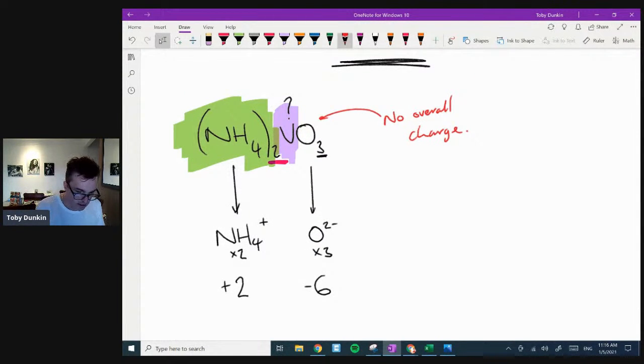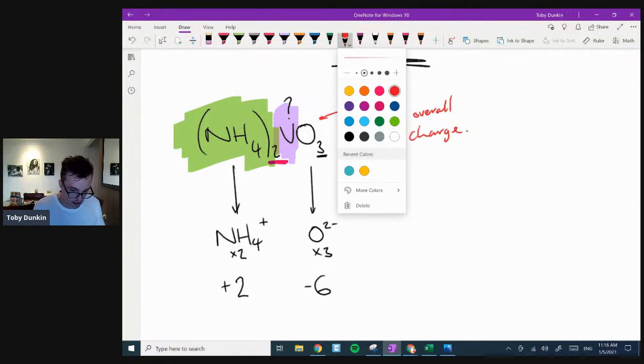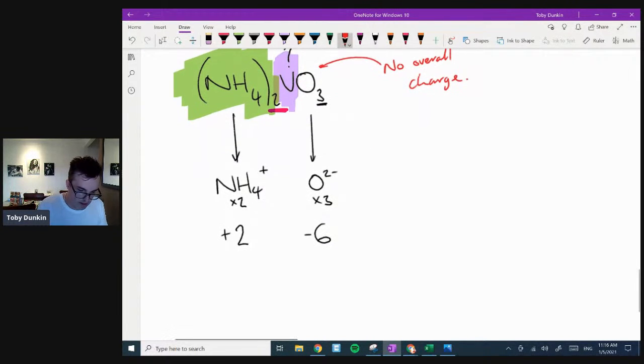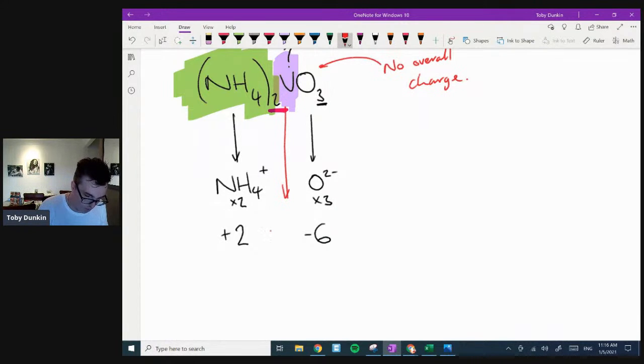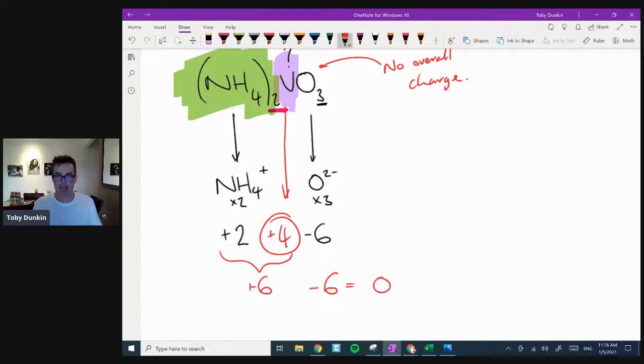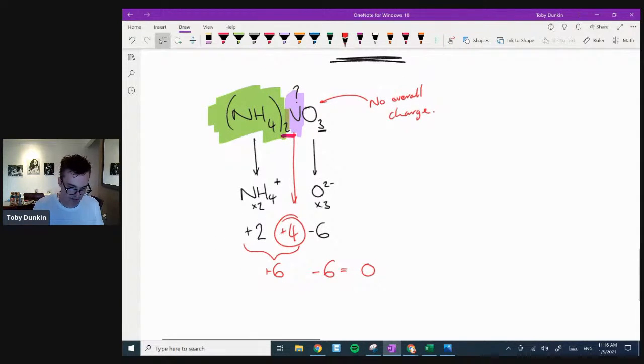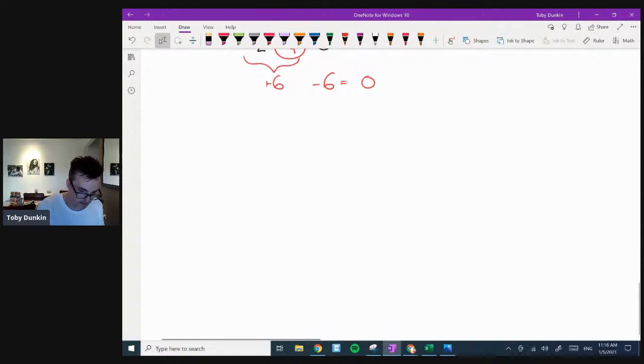It's kind of waffly, that, isn't it? Not very clear. So in this case, I now need to get to 0. So the vanadium must be bringing +4 to cancel out. Now I've got 6 plus in total, 6 minus in total, 0 overall charge. So my answer is 4. Nice and easy. Guys, you're doing really well. Really impressed. Let's go to the next one.